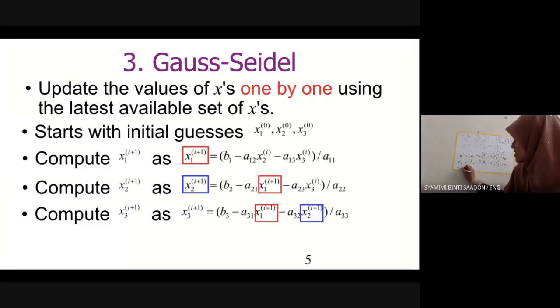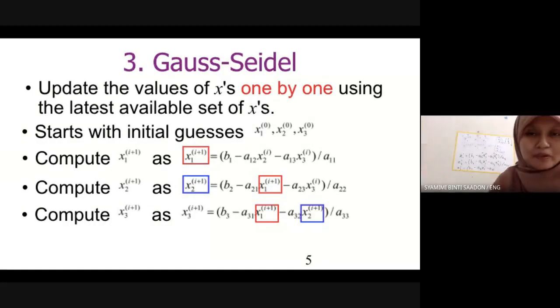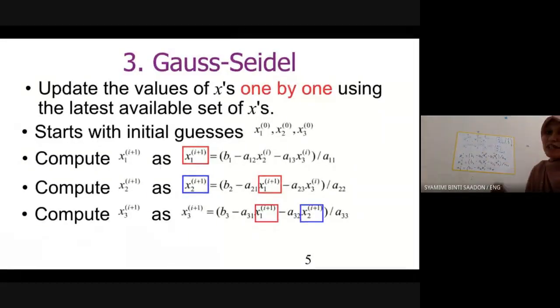And then the last one, x31. So B3 minus A31 x1, 1, that we have found here, minus A32 x2, 1, the one that we have just calculated, over A33. That's how we find x31.